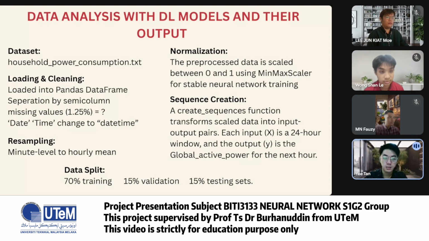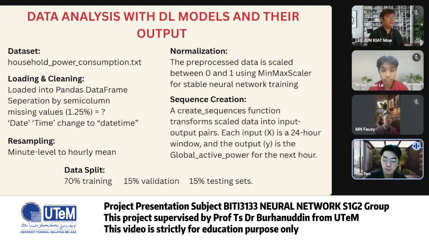Okay, for the data analysis, the dataset we use is household power consumption.txt. The normalization: the preprocessed data is scaled between 0 and 1 using the min-max scaler for stable neural network training. For loading and cleaning, the data is loaded into a pandas data frame separated by semicolon. All the missing values, approximately 1.25%, are marked with a question mark. Date and time are combined into only one variable called datetime.